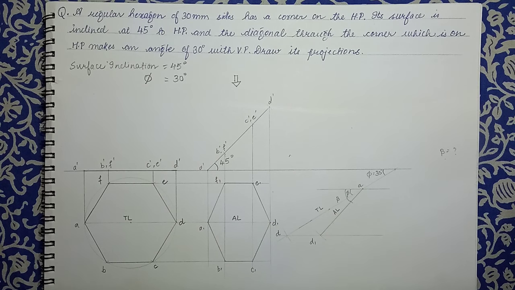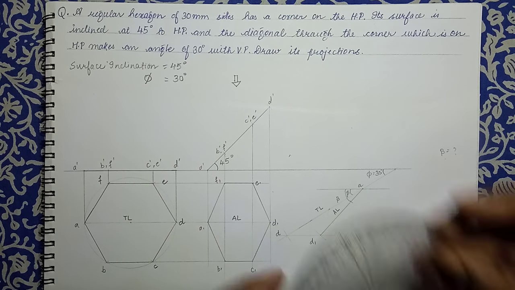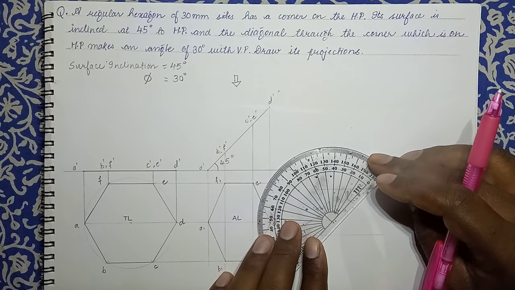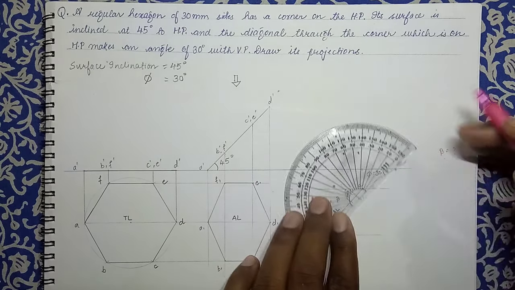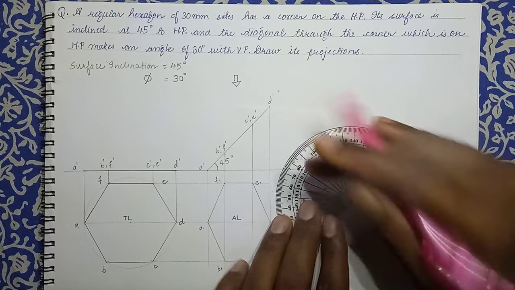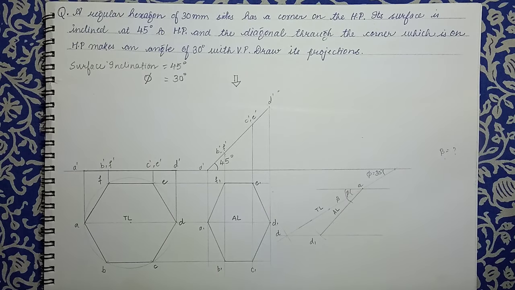So with the help of a protractor, we can mark 90. Similarly, 90 over here, right?